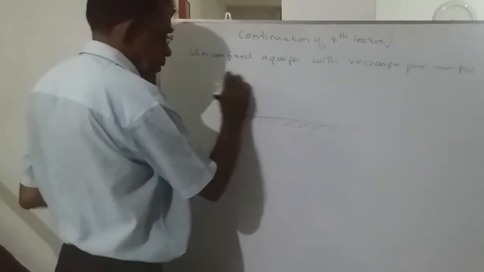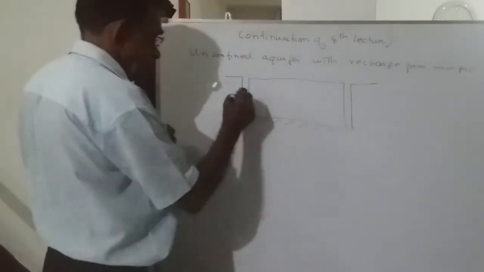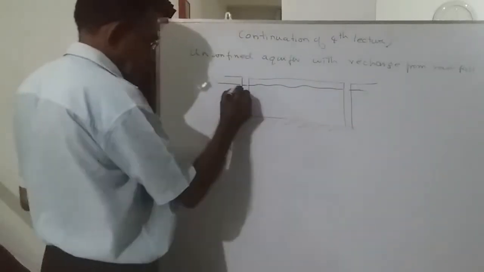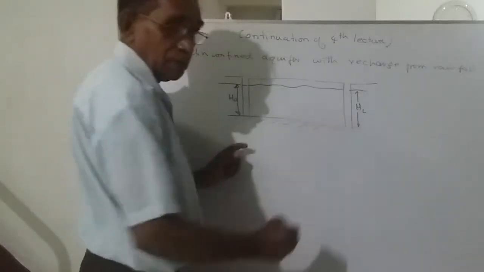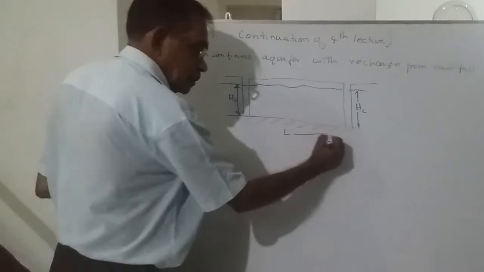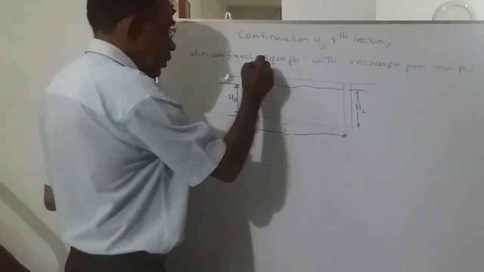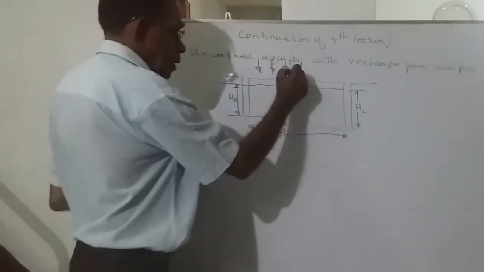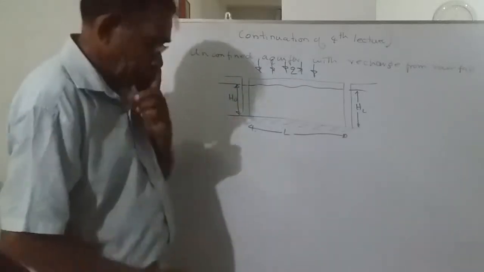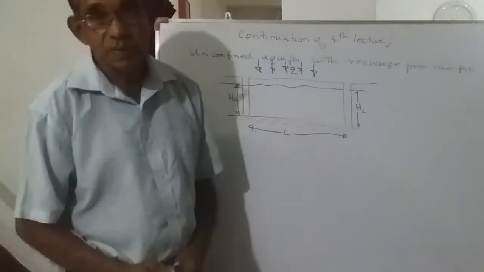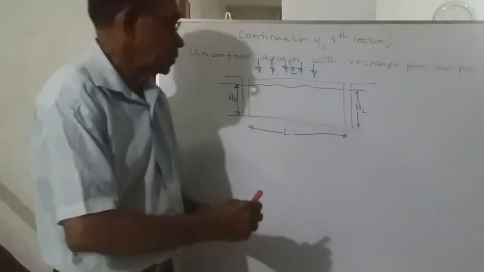Here, what's the ground surface? What may be here? This level is H0. This level is HL, because this length is L. Now we have rainfall of intensity q. We are going to find a general equation for this condition, so that we can do the same steps.